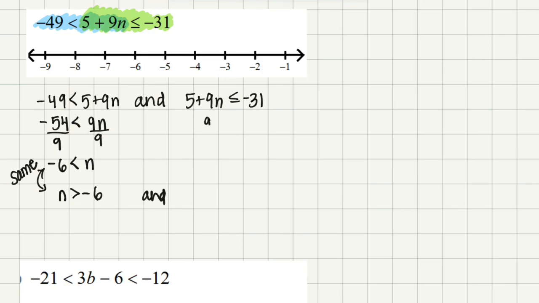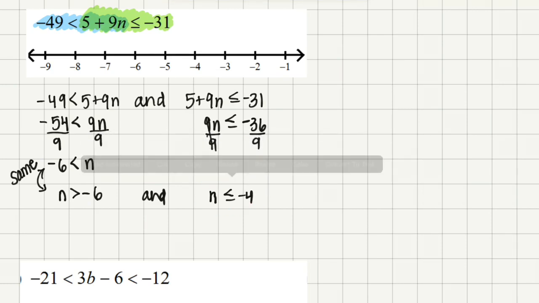And I'll subtract 5 from both sides. I get 9n is less than or equal to negative 36. We'll divide both sides by 9. n is less than or equal to negative 4.